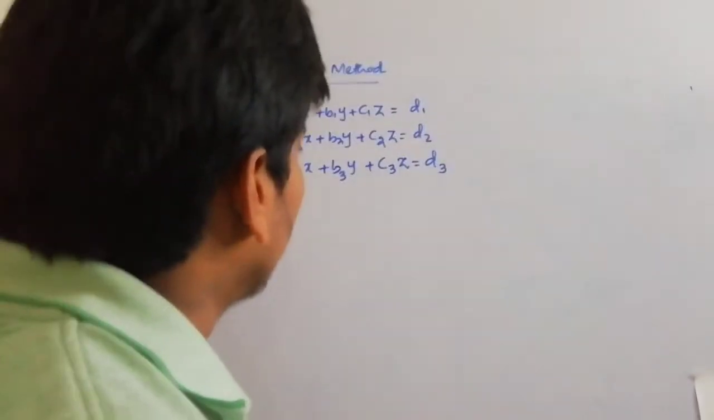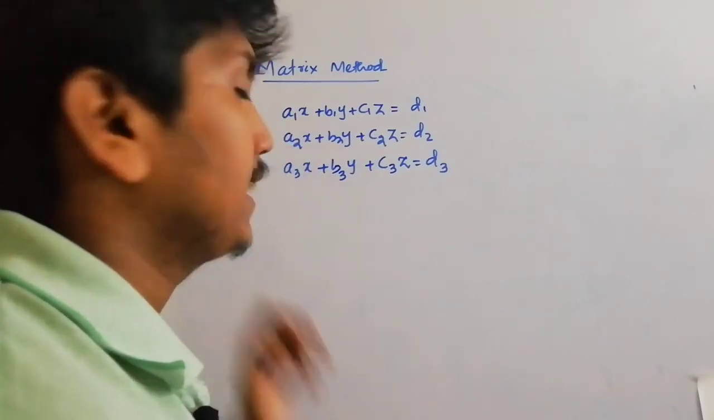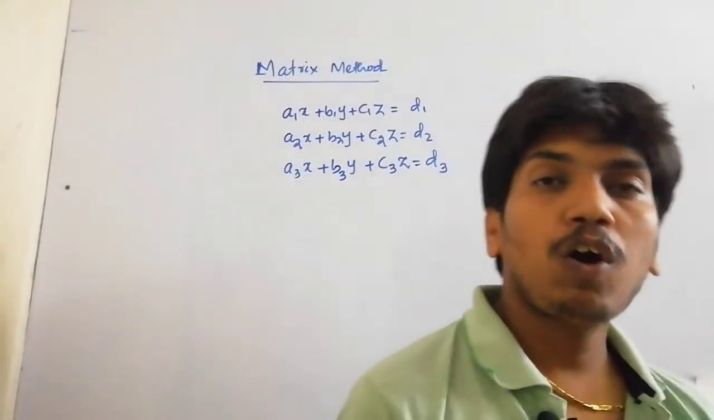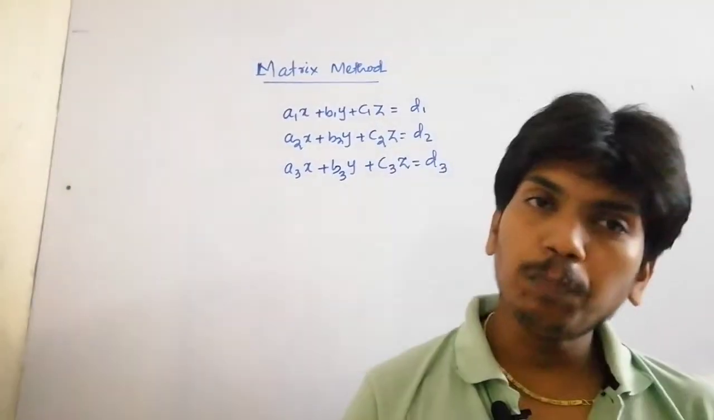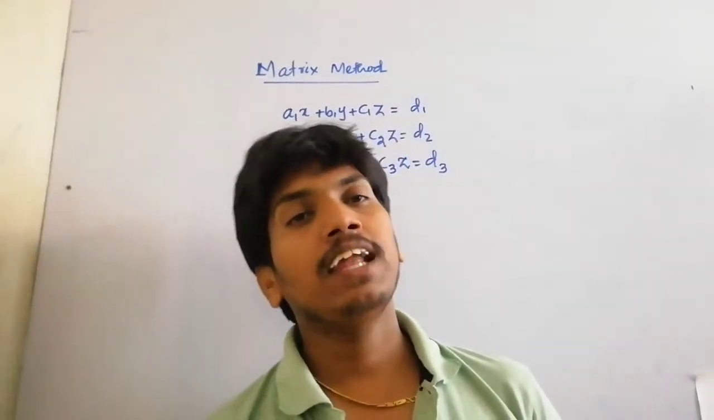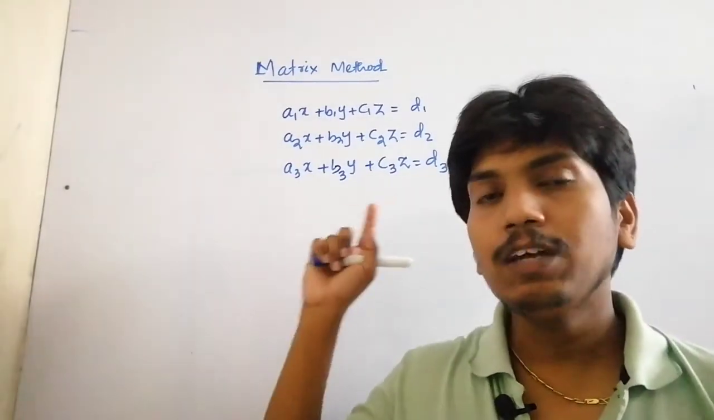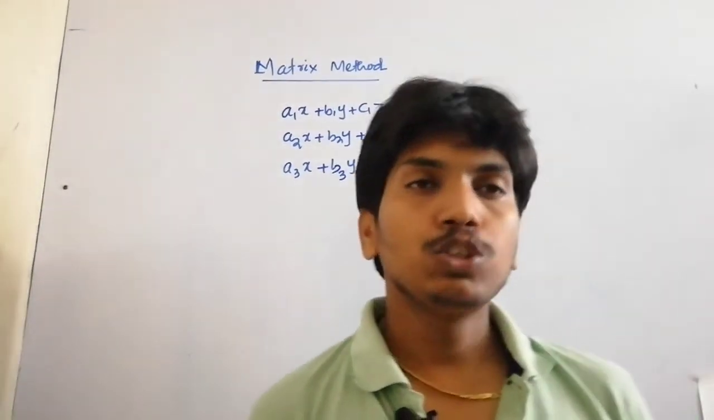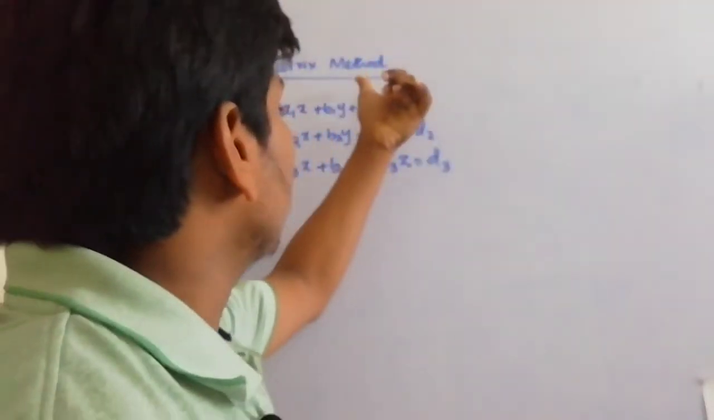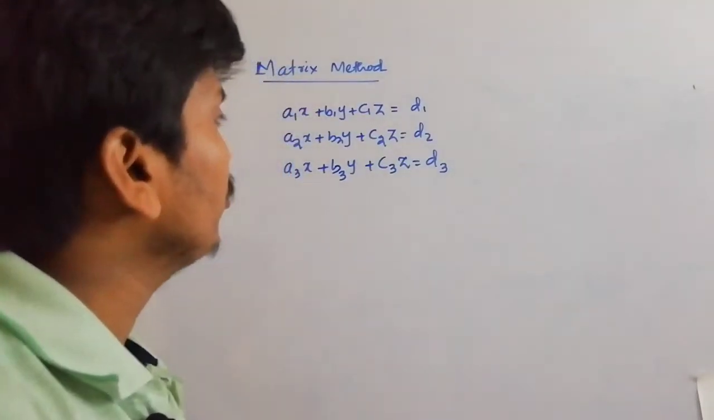And in this matrix method, here a1, a2 and a3 are the coefficients of x, b1, b2 and b3 are the coefficients of y. Then c1, c2 and c3 are the coefficients of z, and d1, d2, d3 are the constants. So using this matrix method, we have to find out the x, y and z values. So how can you find them out?